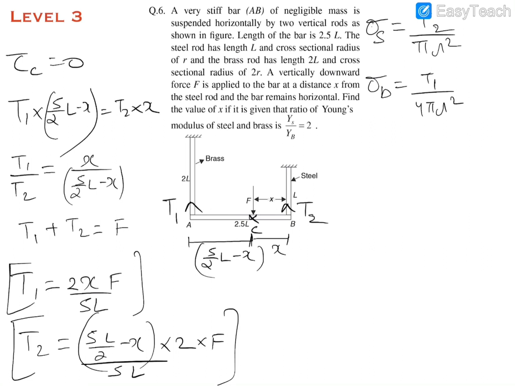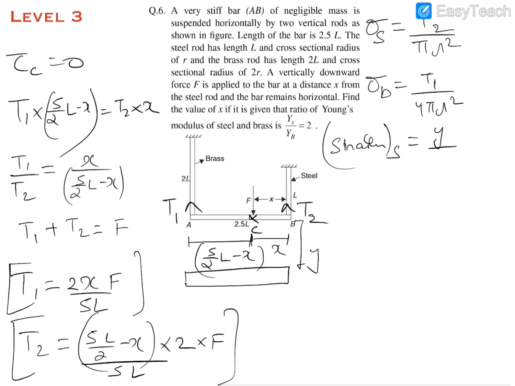Now you can also see that, let's suppose the system has moved down by a distance of y. So strain in steel will be y upon L, and strain in brass will be equal to y upon 2L.